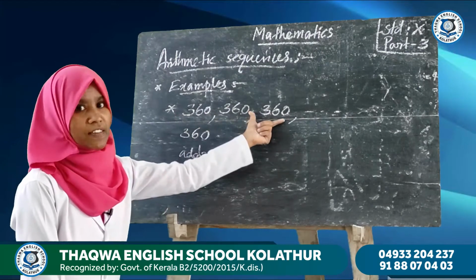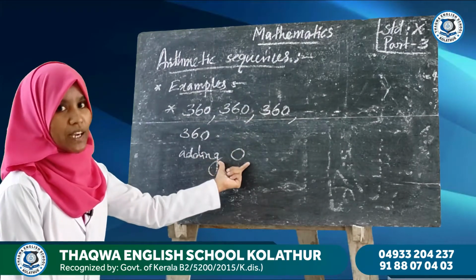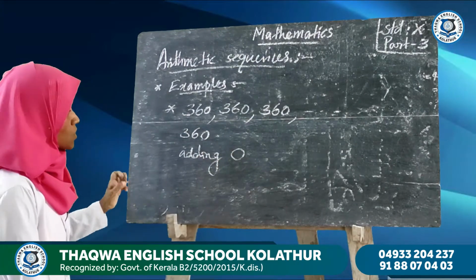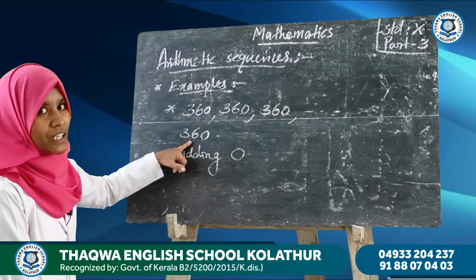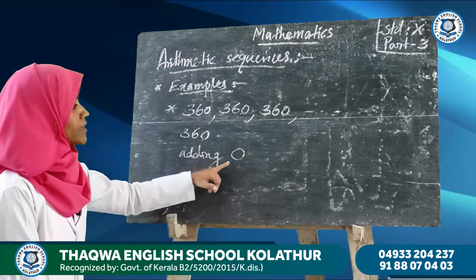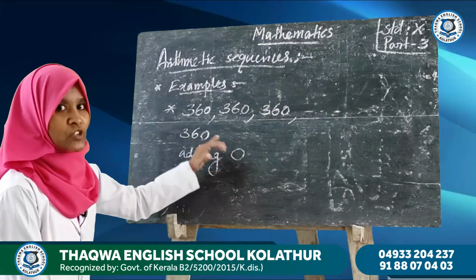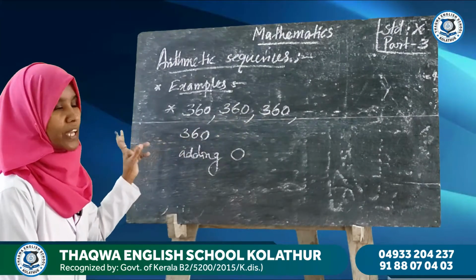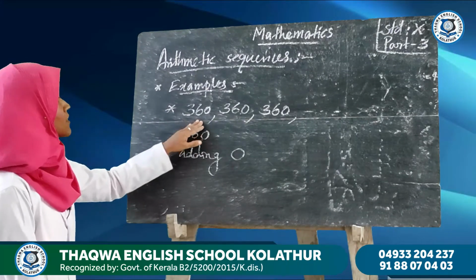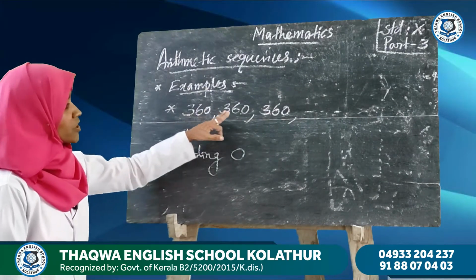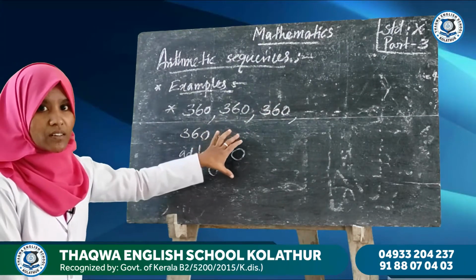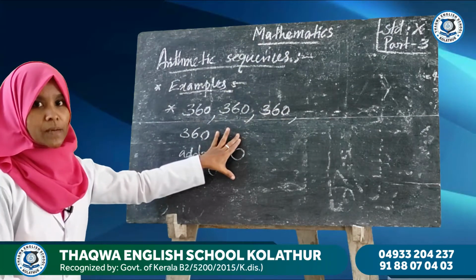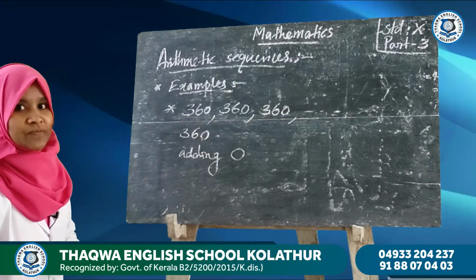നമുക്ക് ഓരോ ടേംസ് കിട്ടാൻ വേണ്ടി നമ്മൾ എന്ത് ചെയ്തിട്ടുണ്ട്? ഇവിടെ 0 ആഡ് ചെയ്തിട്ടുണ്ട്. ഓക്കെ, സോ നമുക്ക് പറയാം we start with 360 and add 0 repeatedly to the previous term. Then we can write the sequence 360, 360, 360, etc. So this is also an arithmetic sequence. Okay, can you understand?